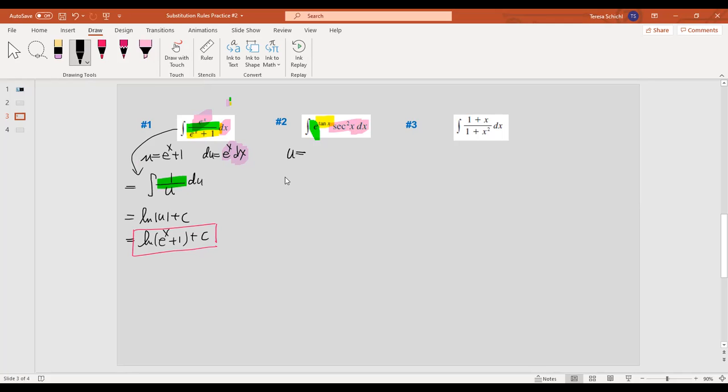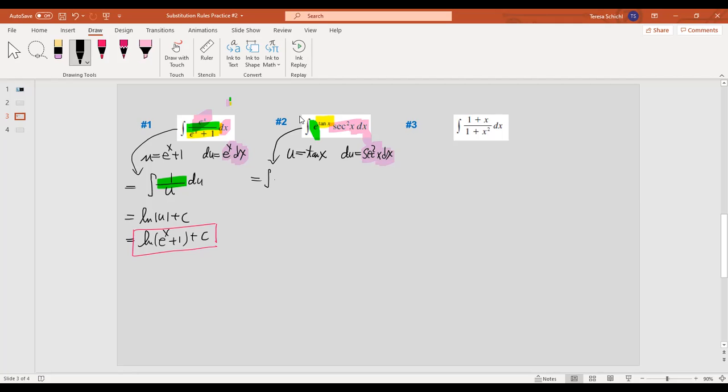So u is equal to tangent x. Then du, we know the derivative of tangent, is secant squared x dx. You see, this is good, right? These two match, so you probably made the right choices here. Now let's try to write it.